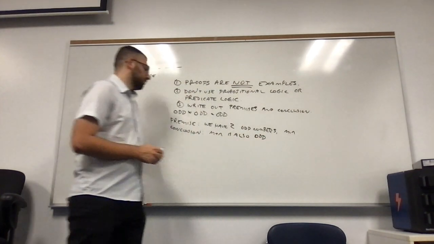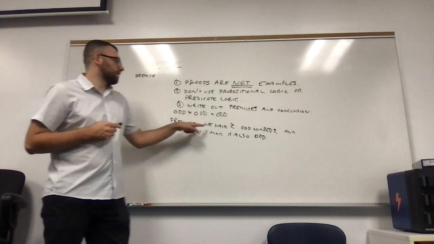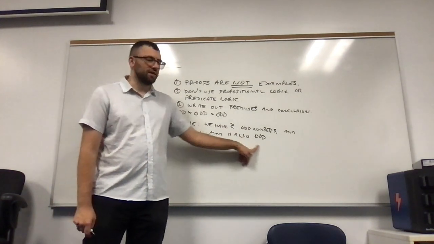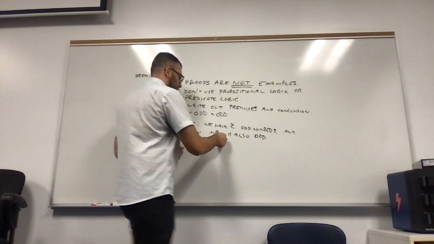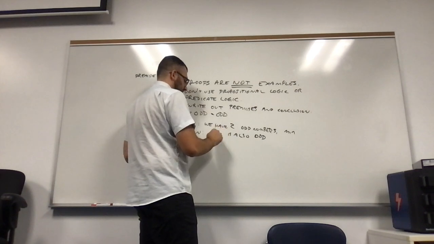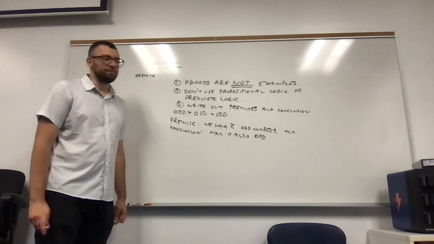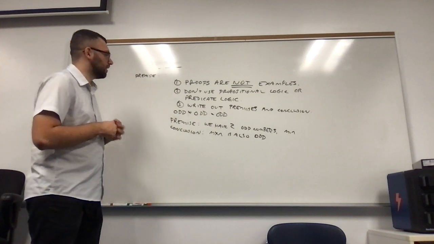So think about it, right? Premise is what we start with. We start with the fact that we have two odd numbers, and what we want to end with is that M plus N is odd. When you add them, multiply. When you multiply them together, it's odd. Sorry about that if that was a bit confusing.